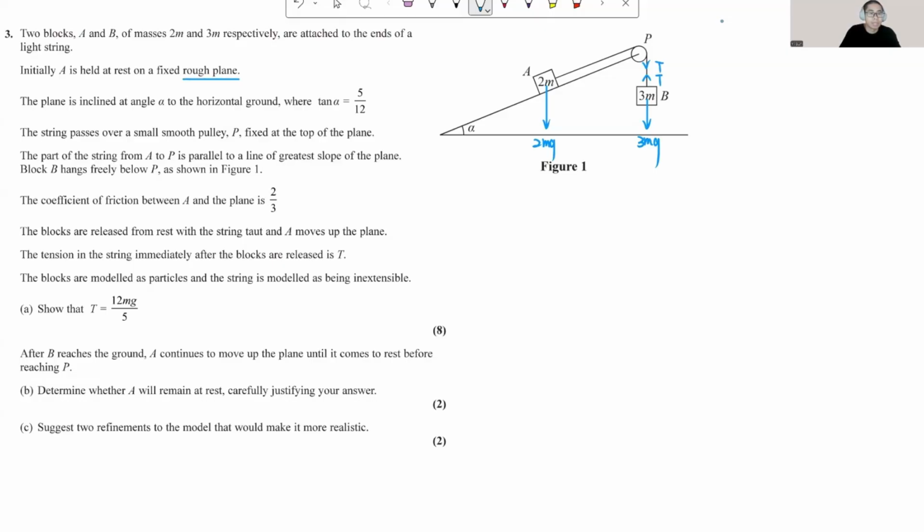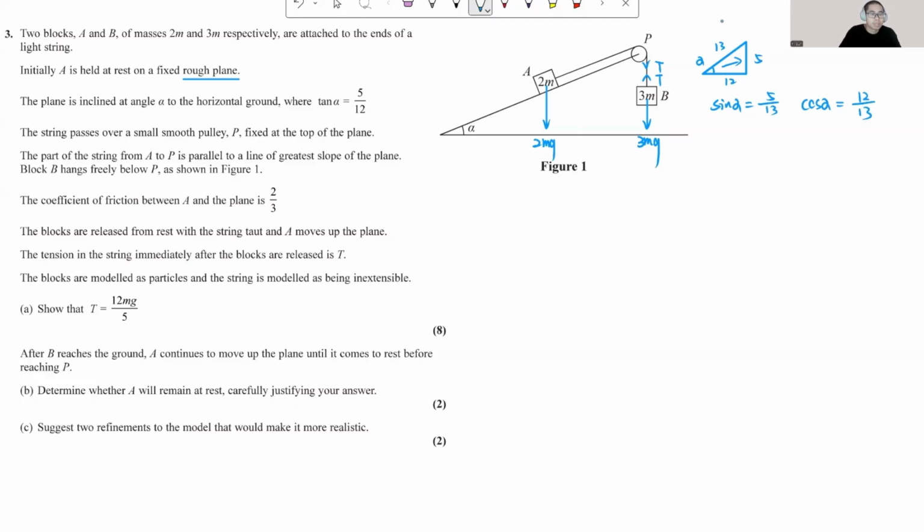If it's a rough plane, that means there would be friction. And then the plane is inclined at an angle alpha to the horizontal ground where tan alpha is 5/12. So I will draw a little triangle. If this is alpha, tan alpha is 5/12, so opposite is 5, adjacent is 12, which means the hypotenuse will be 13. Therefore, sine alpha is equal to 5/13, and cos alpha is equal to 12/13.